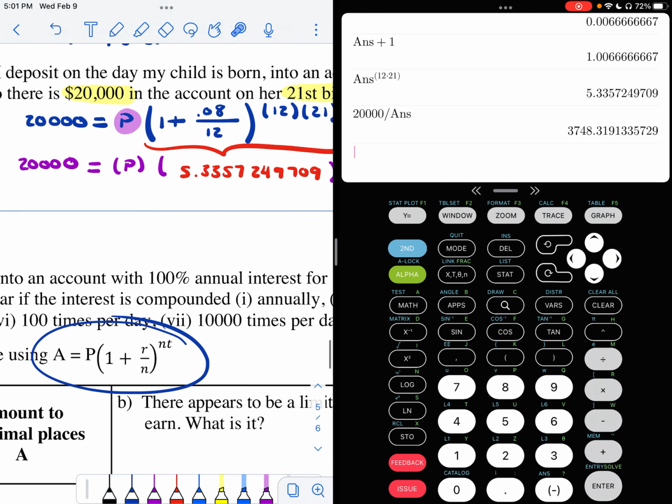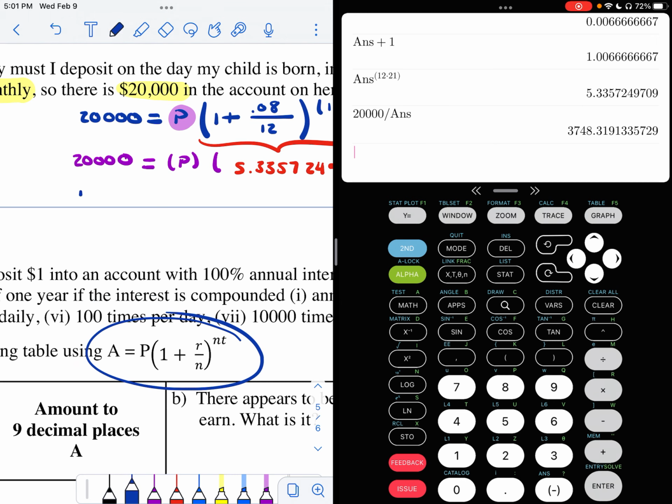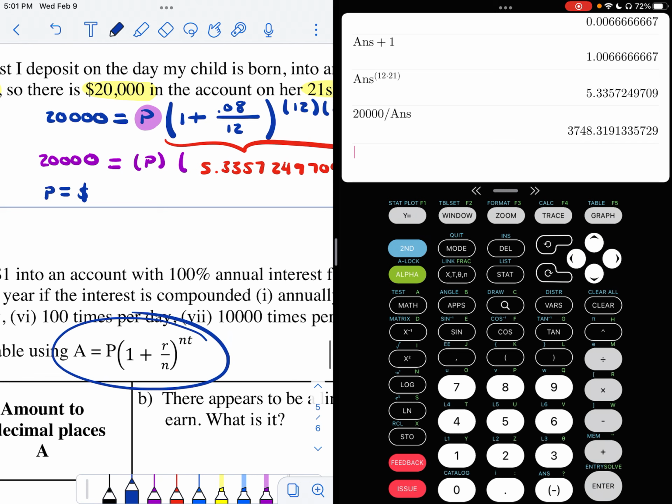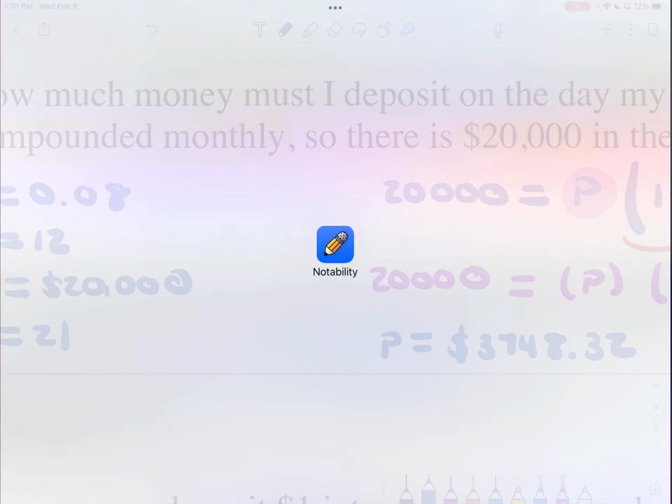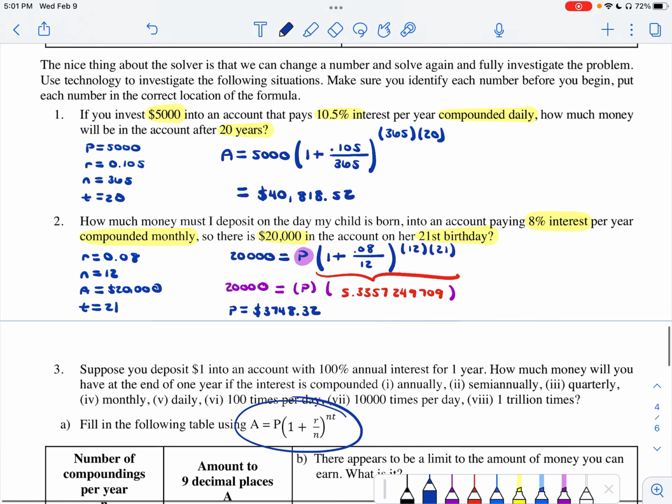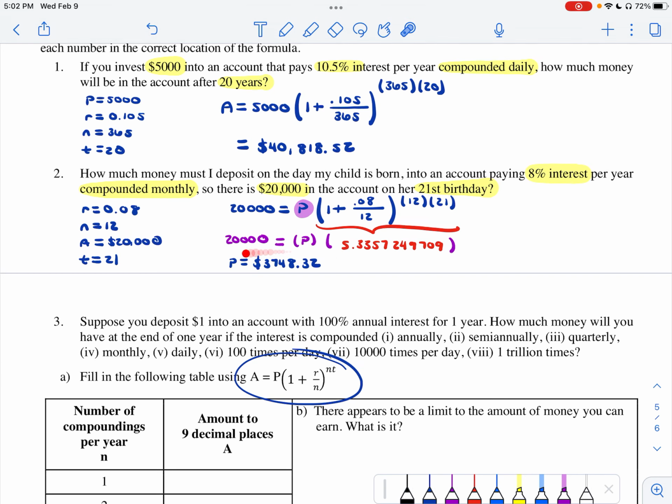And then hit enter. All right, so this has given us then our principal balance that we need to invest in this account when our child is born: $3,748.32. Okay, so that's how much money needs to be invested when your child is born in order to have $20,000 on their 21st birthday.